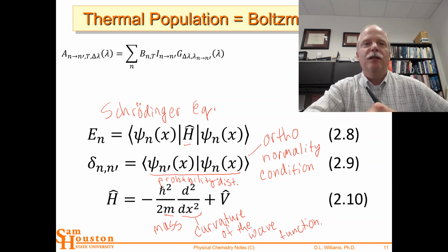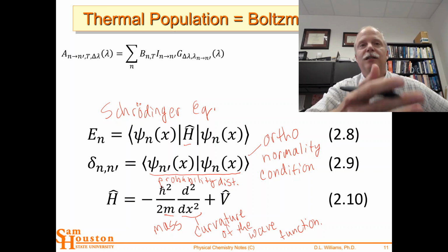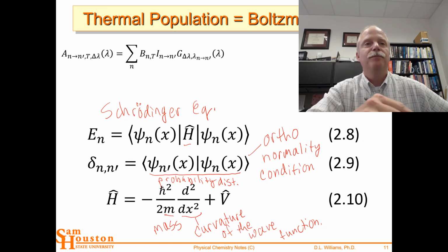So if that's the probability distribution across x and we integrate that over all space, we better get 1, because we don't want to get 1.5 or 0.6. We want that probability distribution when integrated over all space to equal 1. Think of it as statistics. We've looked everywhere and we found our 1 particle.